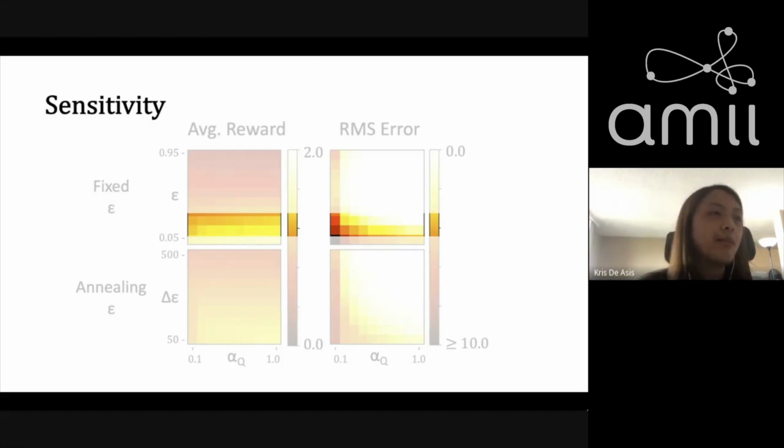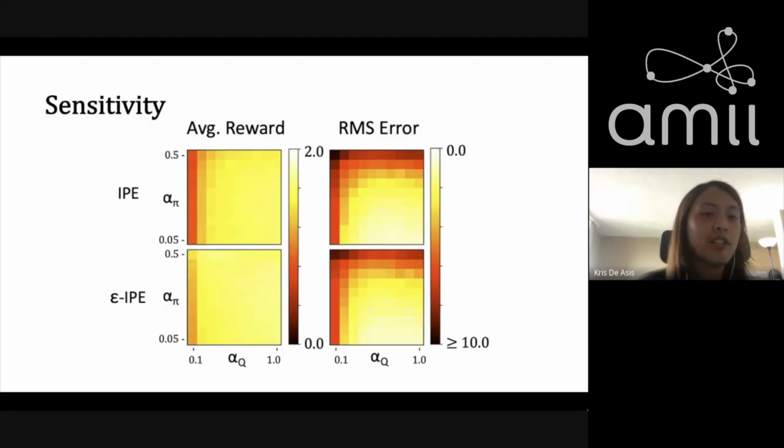Now, if we were to do the same thing for inverse policy evaluation, we've got inverse policy evaluation on top and epsilon IP on the bottom, where it's still epsilon greedy, but with the adapted epsilon. And again, on the left is average reward, and on the right is the root mean square error of the value estimates. And the y-axis is the step size of the inverse policy evaluation process, because that ends up being the free parameter, or the tunable parameter, here.